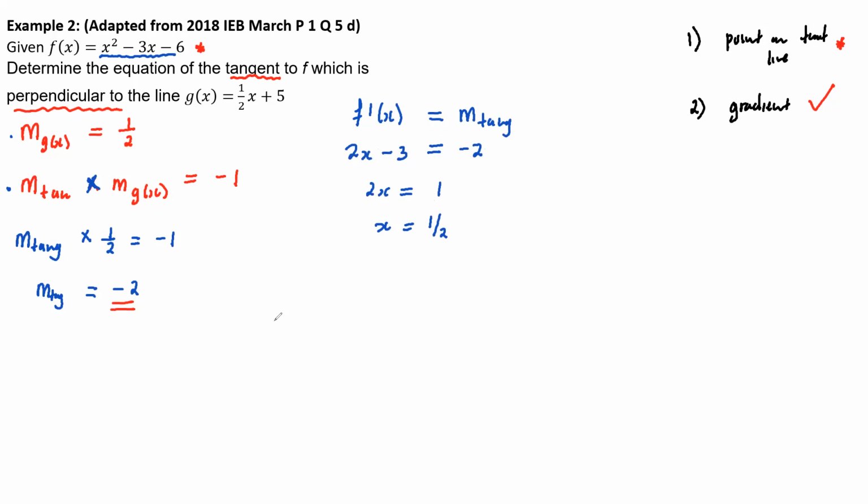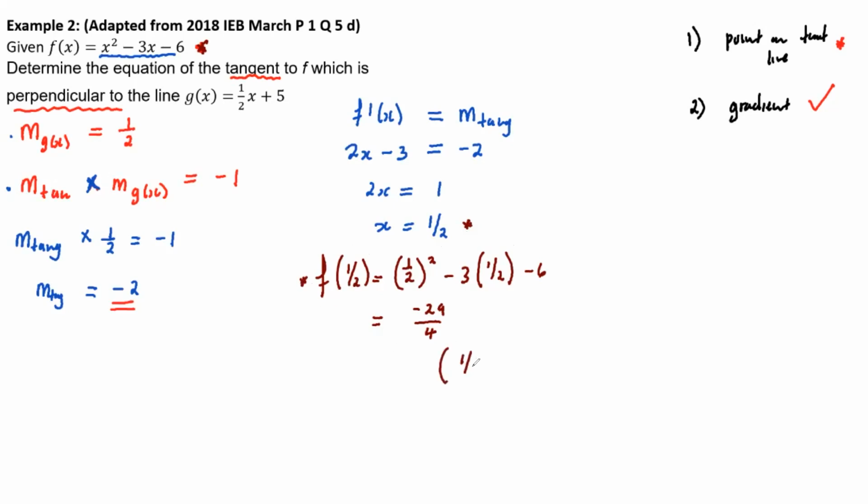To find the y coordinate, like my previous question, substitute into the equation of f of x. So now I'm looking for the y coordinate, f of half. So I go a half squared, then minus 3, then a half here, and then minus 6. And my answer becomes negative 29 over 4. So what have I done? I found the x coordinate of the point of contact. To find the y coordinate, I substituted. So I found the point of contact.